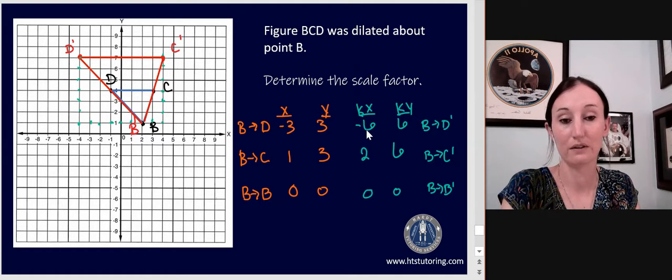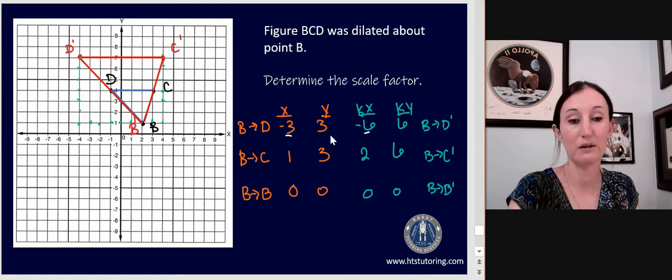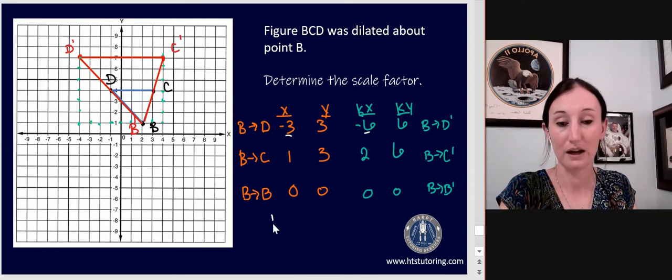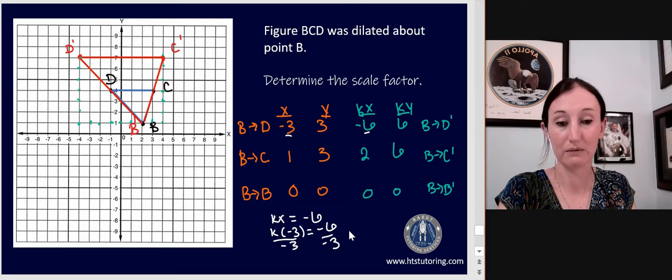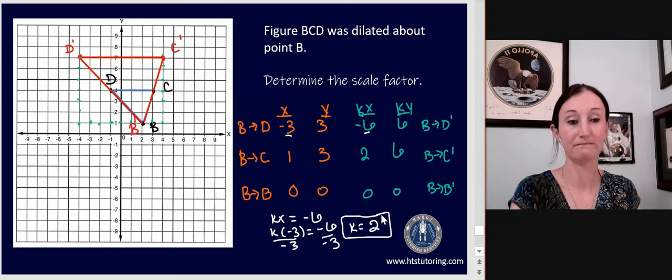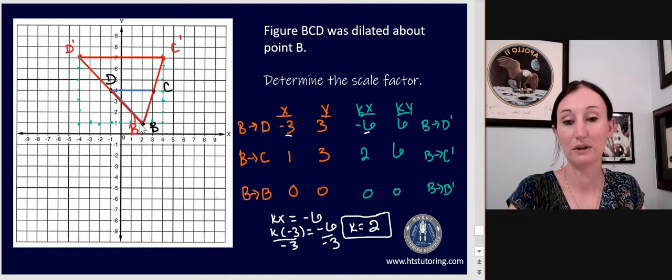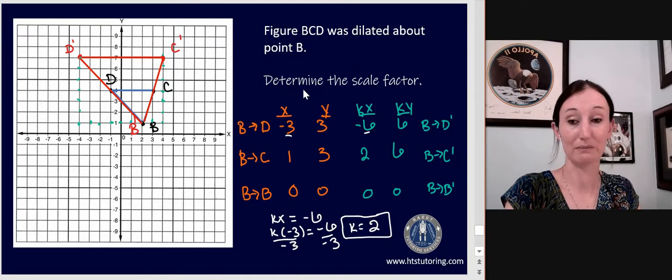So I'm just going to compare the -6 of B to D prime to the B to D x of -3. So I'm going to have k times x equals -6, or x, which is -3, k times -3 equals -6. Divide both sides by -3, and I get a scale factor of 2. k is 2. So my scale factor is 2. So we have enlarged figure BCD by 2. We made it twice as big.